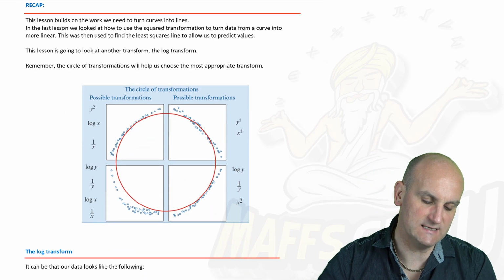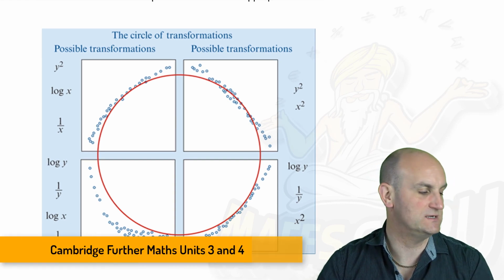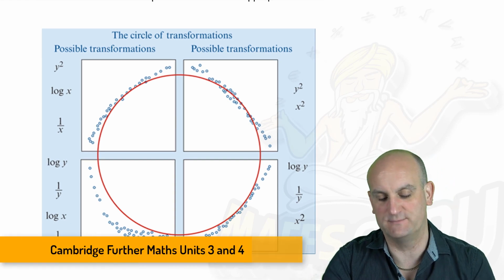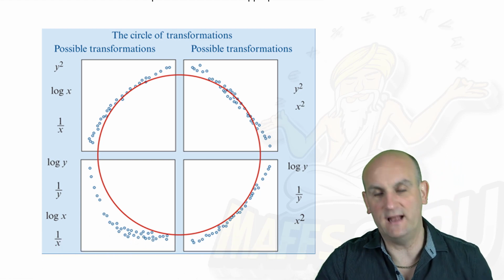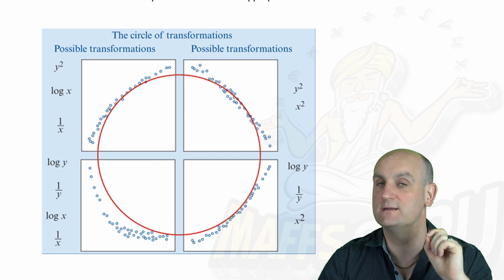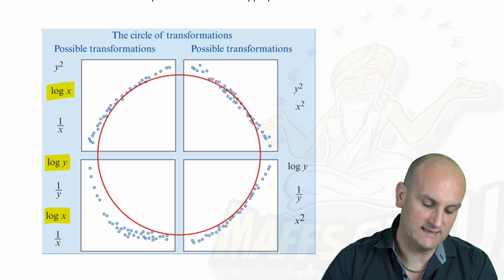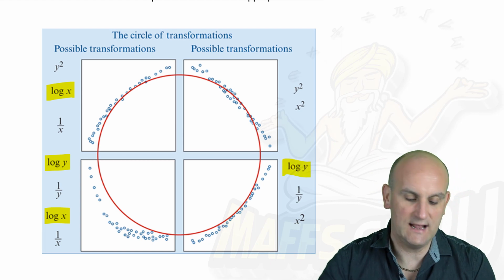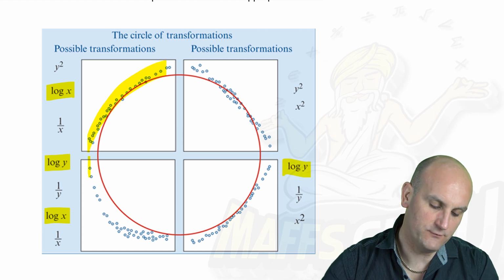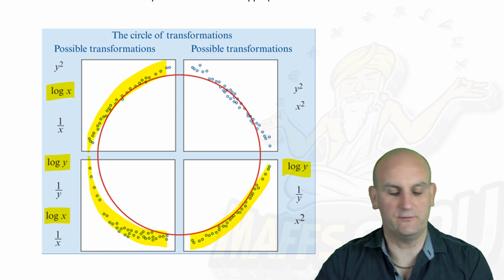Now, in previous lessons, we have looked at this wonderful circle of transformations provided by the Cambridge Further Maths textbook. And so we can see that data curves in one of four ways, and we're trying to turn that linear. So we have a log x, a log y, and a log x. That's interesting, and a log y. So again, there are three different formats of graph where we can do log transforms.